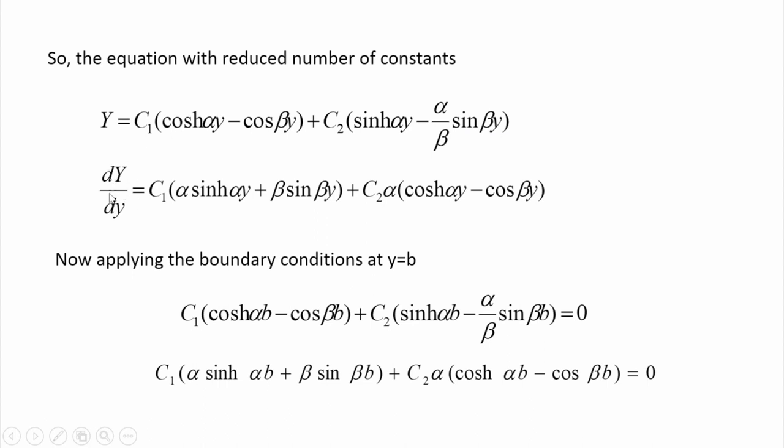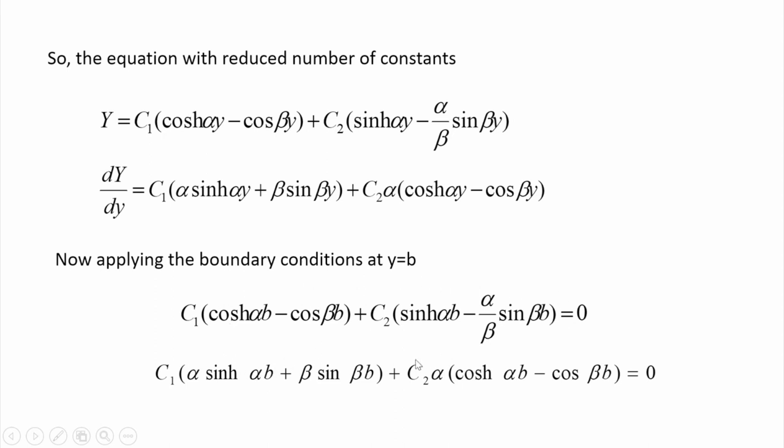And dY/dy, that is, the differentiation of function capital Y with respect to y, equals C1 (α sinh αy + β sin βy) + C2 (α cosh αb − α cos βb) at y = b, which is equal to 0.